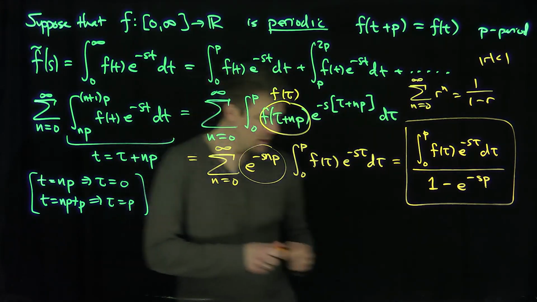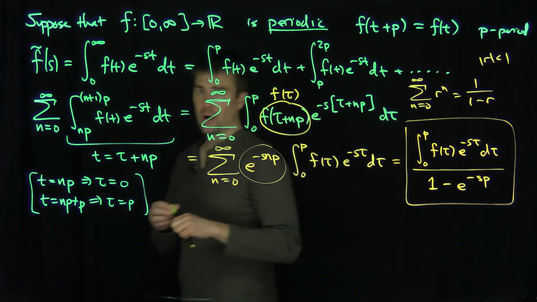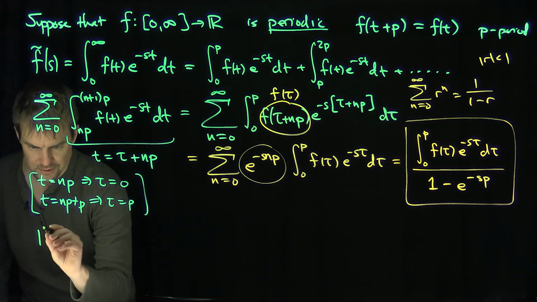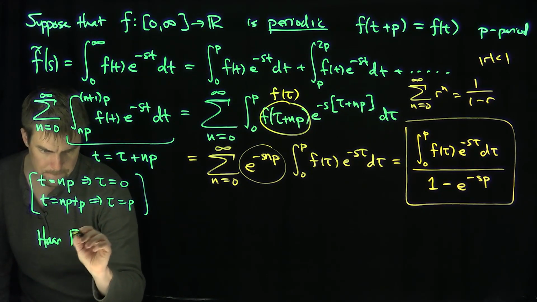And so this is the formula for the Laplace transform of a periodic function. So let's see an example of this. The most classic example is the example of the Haar function. So I'm going to write down what a Haar function is. Here's our classic Haar function.